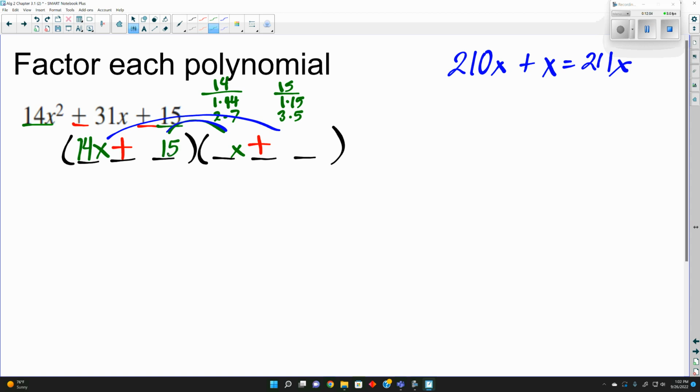But what we could do is switch the 1 and 15. So we can say 14x plus 15 times x plus 1. 14x times 1 is 14x, plus 15 times x is, so it gives us too small.